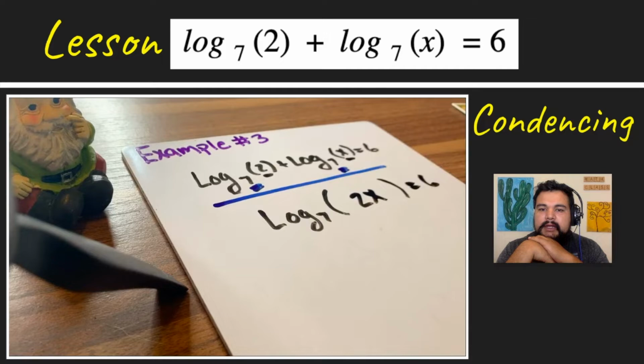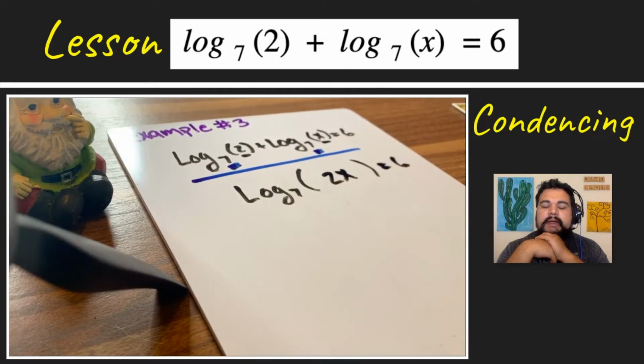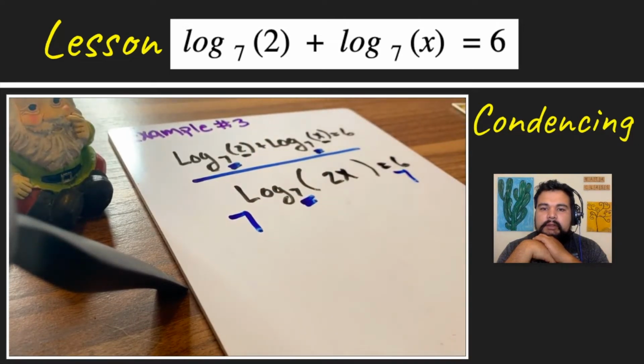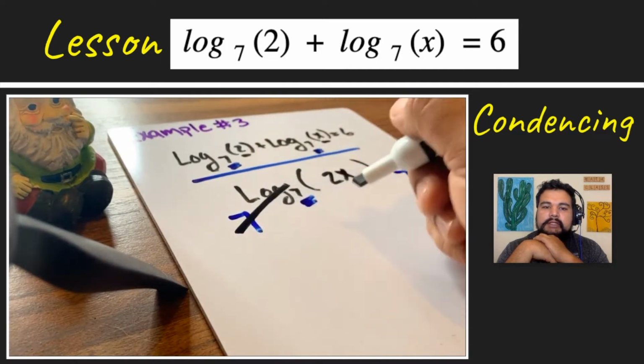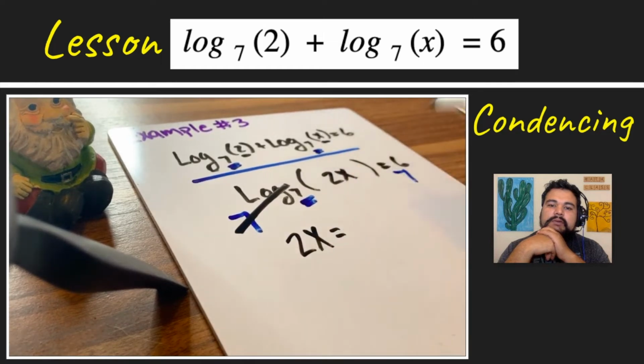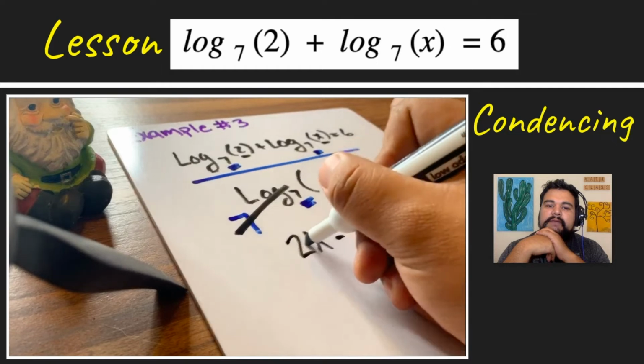Now if you look at it, now we just have a problem where we just need to get rid of the log, because this log equals a number. So put the base of 7, and that's how you cancel the log. You're going to cancel that, and then you're going to end up with 2x is equal to 7 to the 6. Now how do you get rid of the 2?